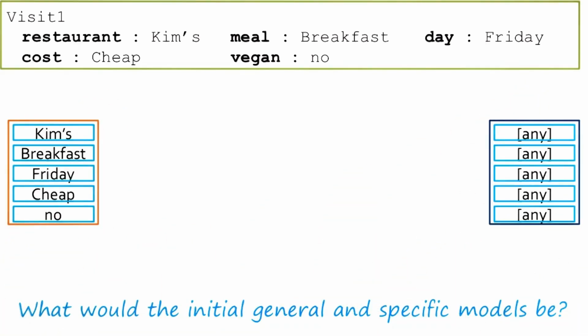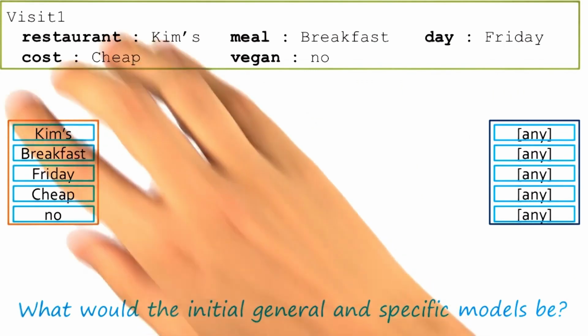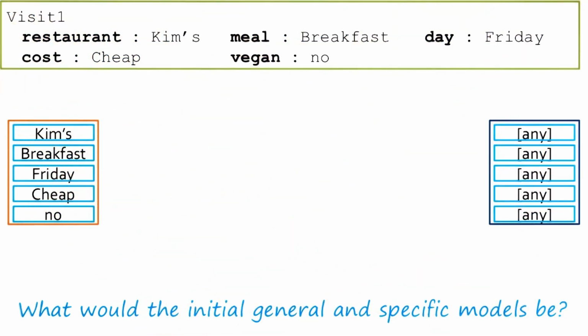What did you write down, David? So this example is pretty similar to the first case we had in our previous example. So the most specific case is that I'm simply allergic to any breakfast at Kim's on a Friday that's cheap and isn't vegan. So this very specific example. And the most general model is that I'm just allergic to everything, no matter what meal it is, what day it is, how much it costs, whether it's vegan, or what restaurant I got it at.